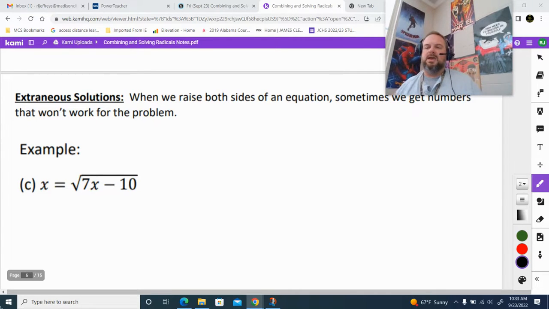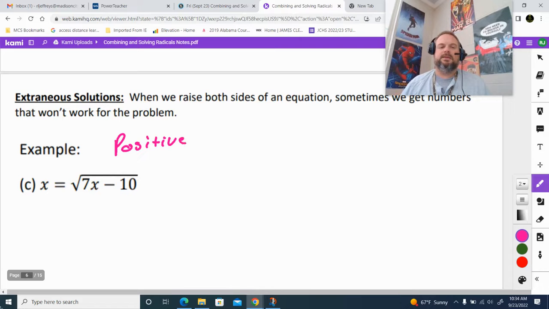Okay. Kind of the thing that we need to notice first is that we have x equal to the square root of something. Okay. That means we're only wanting positive numbers as our answer.